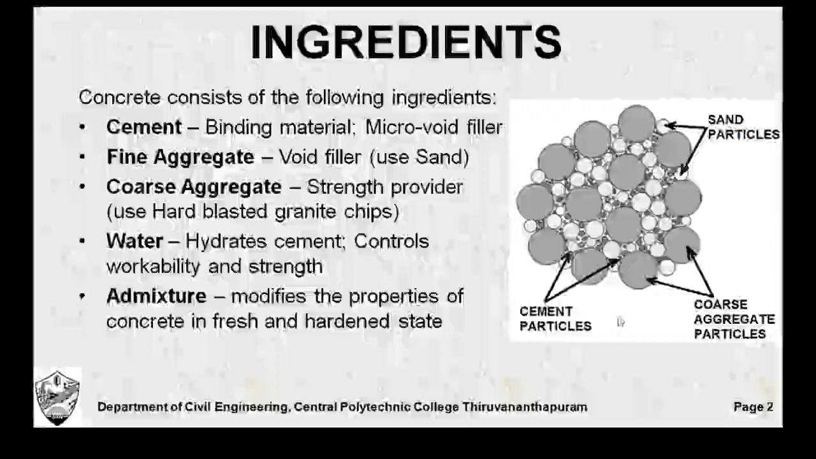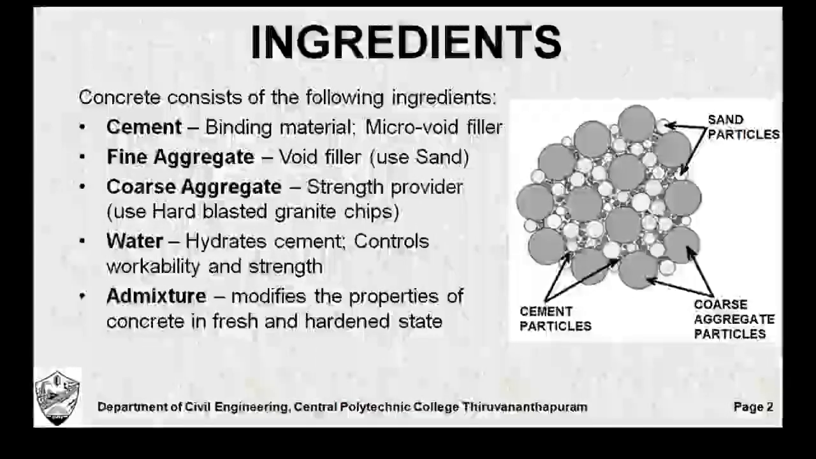Now see this figure, you can see three kinds of particles here: cement, fine aggregate or sand, and coarse aggregate particles. It may be observed that the coarse aggregate particles are larger in size and they occupy most of the volume. When they are packed together, you can find void spaces between the particles, and you need something to fill them up, for which you use sand.